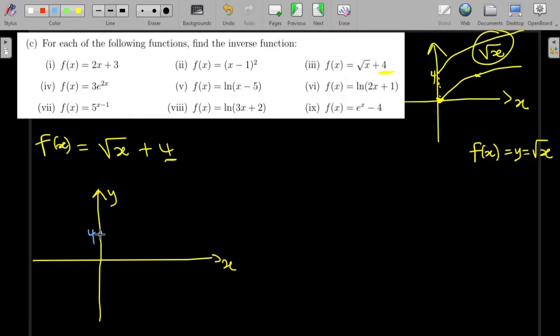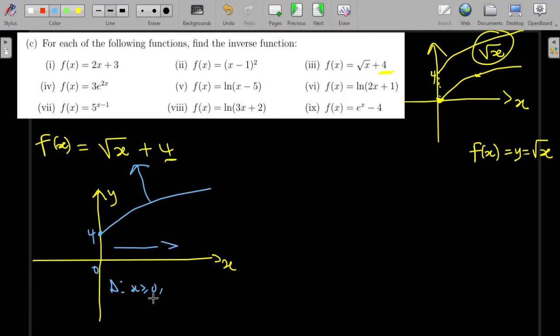So from 4, the graph goes like this. This is the graph of this function. From this graph, what will be the domain of the original function? Remember, the domain is the x values. The x values start at 0 and go this side. So the domain is that x should be greater than or equal to 0.